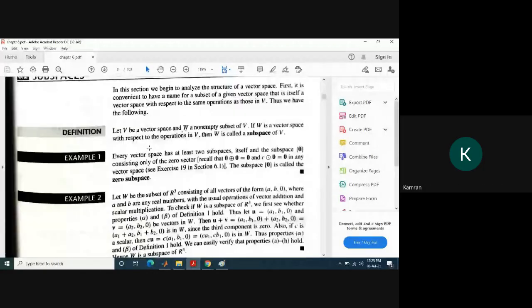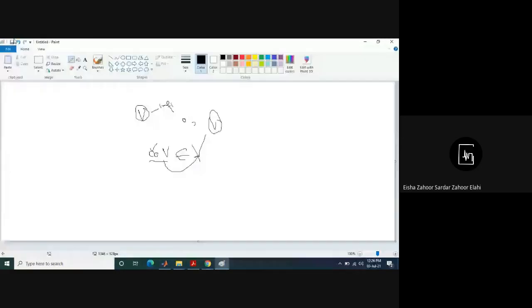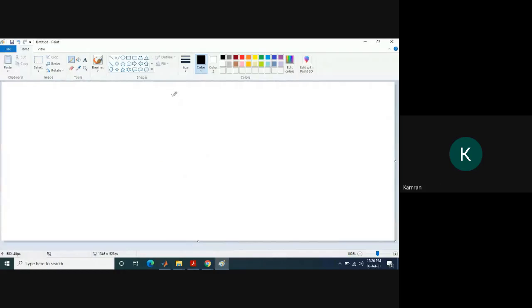नेक्स्ट इज द टॉपिक ऑफ सबस्पेस. सबस्पेस, तो सबस्पेस क्या होता है? वेक्टर स्पेस का एक पार्ट, सबसेट जैसे होता है. V is a vector space and let W be a subset, not the null vector, subset है. W is a subset of V and this V is a vector space.